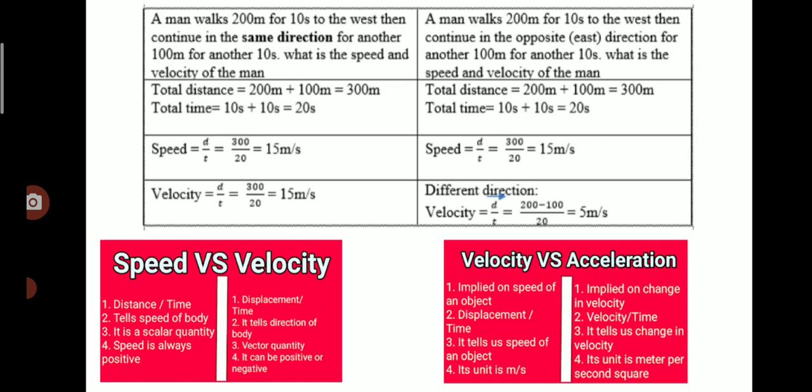Velocity has the unit meter per second, while acceleration has the unit meter per second square. So this way we can differentiate between speed, velocity and acceleration.